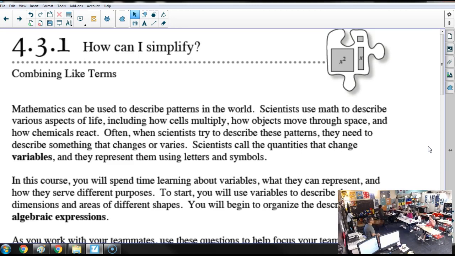All right. Anybody want to read? And we all need to follow along on the board and read along because this is why you were probably confused on your homework. Toby, hit us with the first paragraph. Mathematics can be used to describe patterns in the world. Scientists use math to describe various aspects of life, including how cells multiply, how objects move through space, and how chemicals react. Often when scientists describe these patterns, they need to describe something that changes or varies. Scientists can call the quantities that change variables in their system using letters and symbols. Wonderful. Go ahead and do the next one.